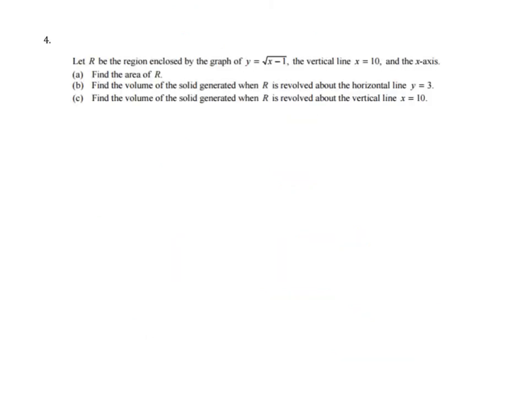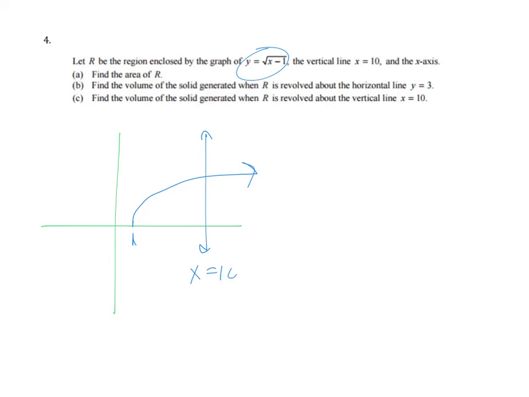Question 4 says let R be the region enclosed by the graph of the square root of x minus 1 and the vertical line x equals 10. So the first graph I'm going to draw is the square root graph, and it looks like this, and that's at 1. And then x equals 10 looks like this. So the region we're concerning ourselves with is this region here.